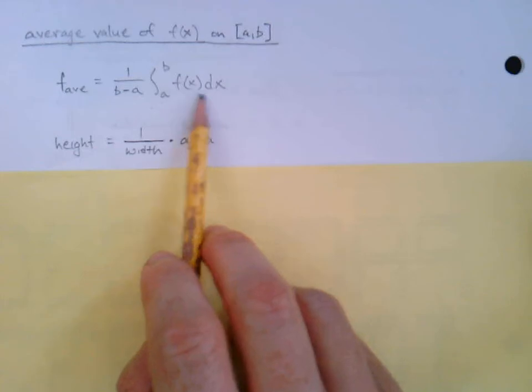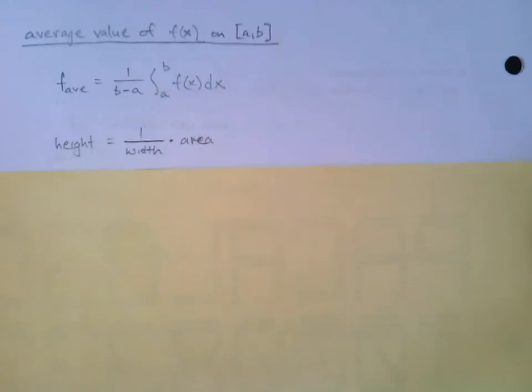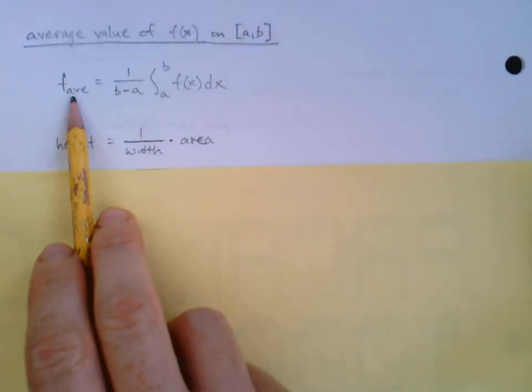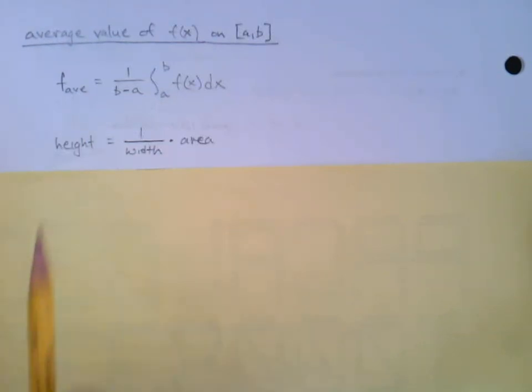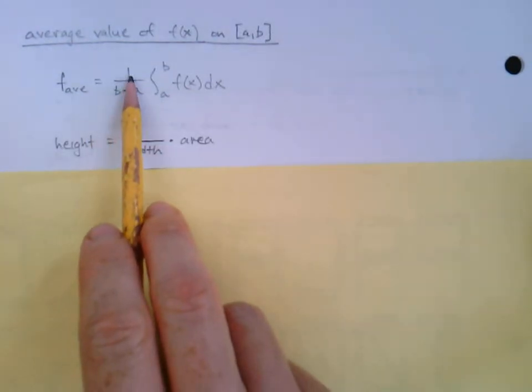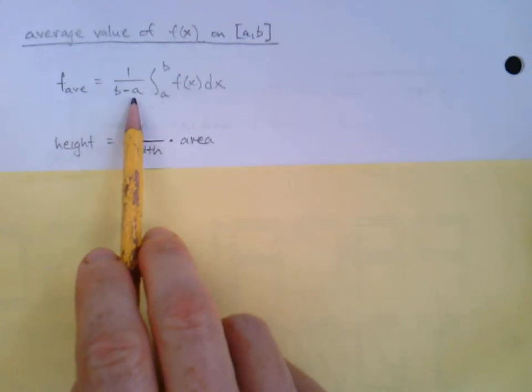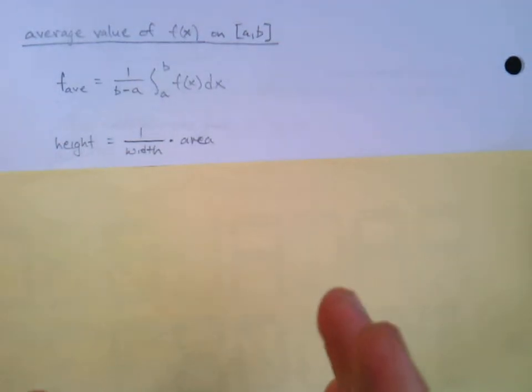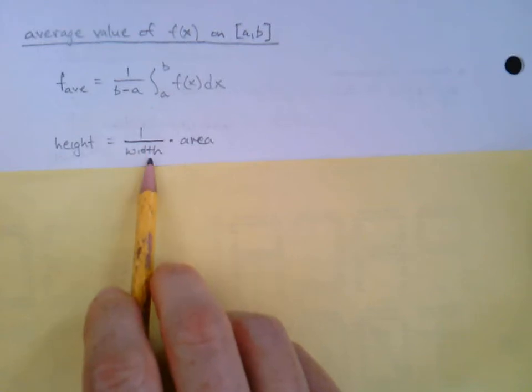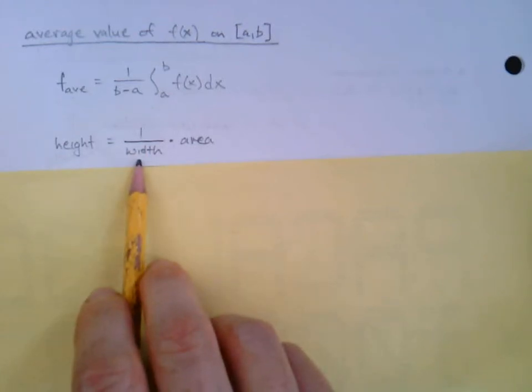That definite integral represents the area, right? The average function value, well, that's a height, the height of the function. So what's up with this 1 over b minus a? Well, b minus a, if I take the difference of those two numbers, isn't that the width of my interval? It's like how long it is along the x-axis. So I'm dividing by the width.